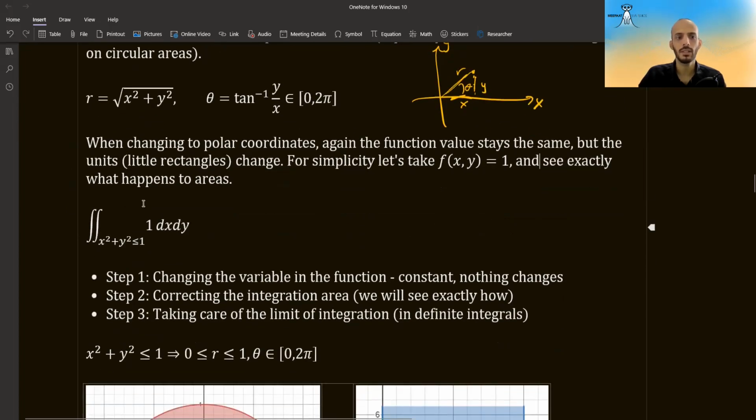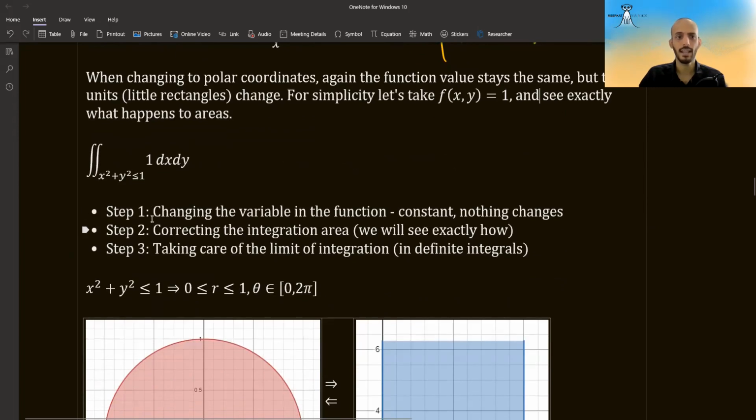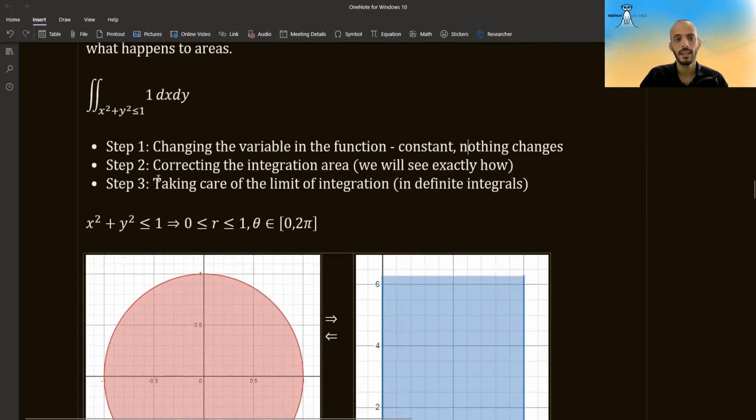So suppose we want to find the integral of 1 dx dy over the area x squared plus y squared less than or equal to 1, which is the unit circle. So again, it involves 3 steps. The first step is changing the variables in the function, but this time it's a constant, so we have nothing to change. Step 2 is correcting for the integration area, and we will see exactly how. And step 3 is taking care of the limits of integration, in the case of definite integrals.